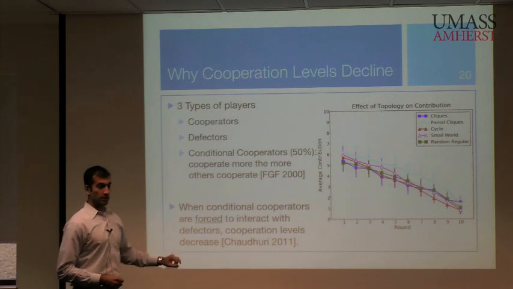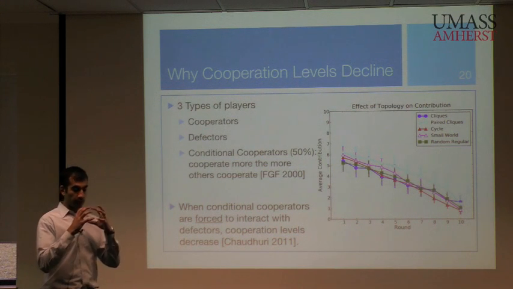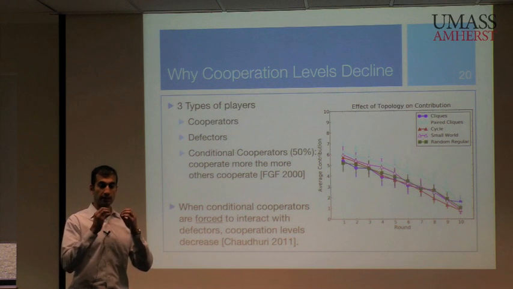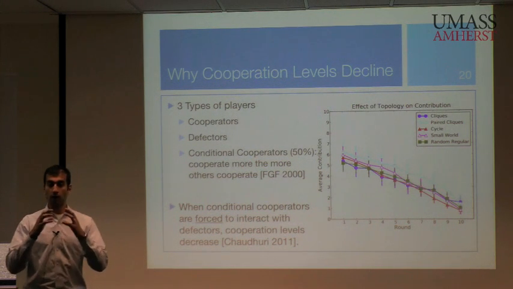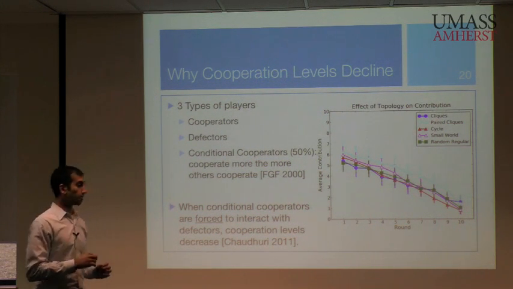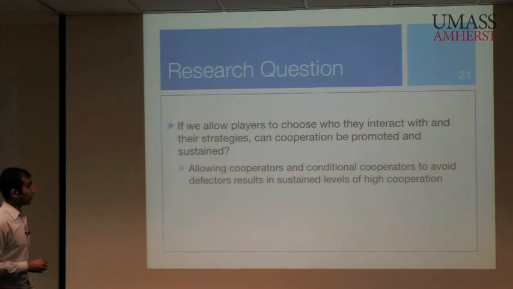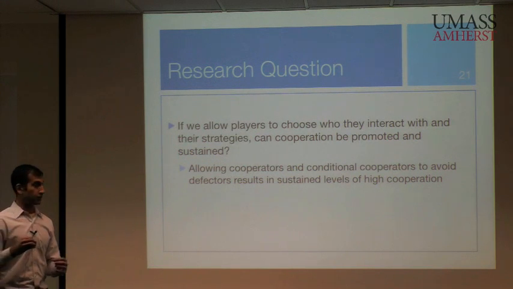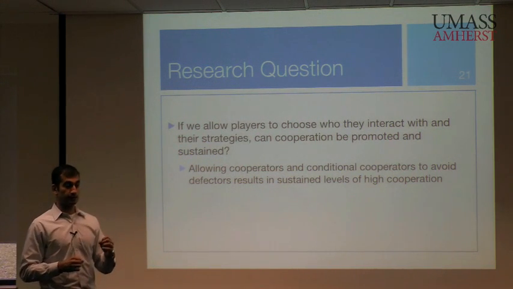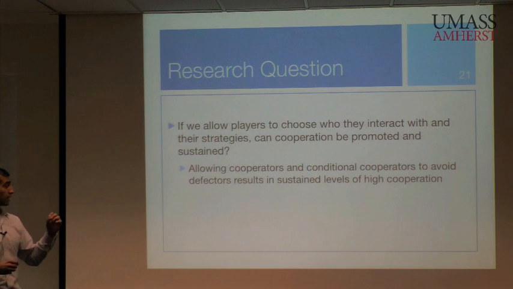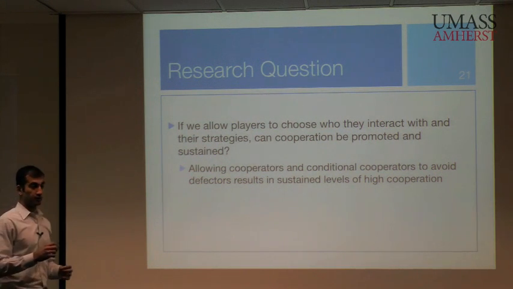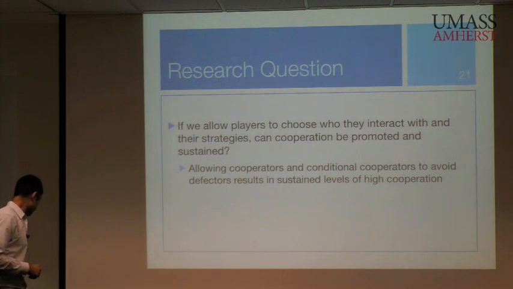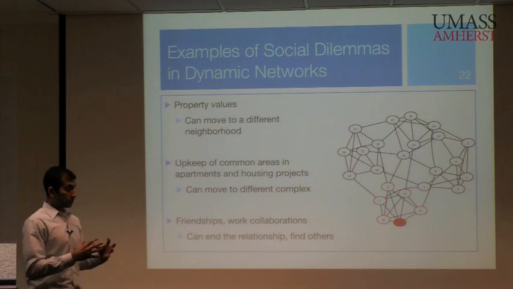Okay. So what I'm going to talk about next is a new round of experiments, again, where we can let people choose who they're going to interact with. Why do we care about that? The point is to let the conditional cooperators, and indeed everyone, avoid the defectors if they want to. Okay, so the research question is the following. If we allow players to choose who they interact with and their strategies, can cooperation be promoted and sustained? And we're going to show that allowing cooperators and conditional cooperators to avoid defectors results in sustained levels of high cooperation.